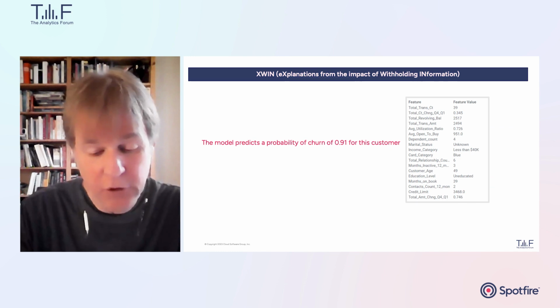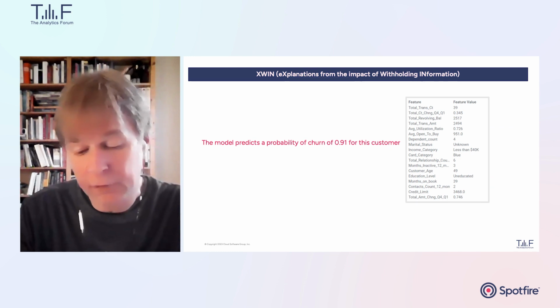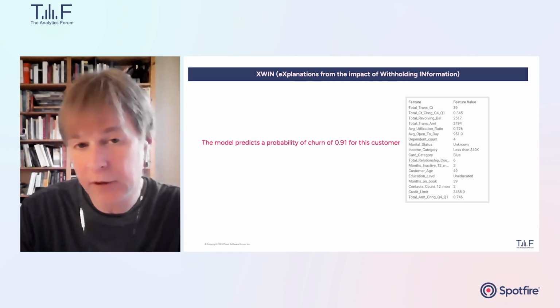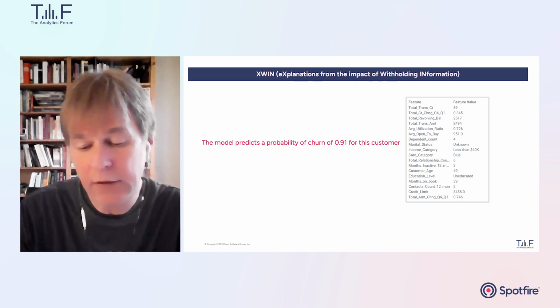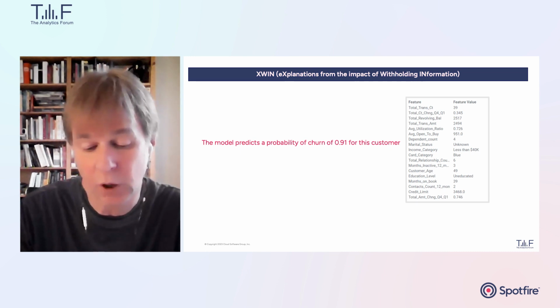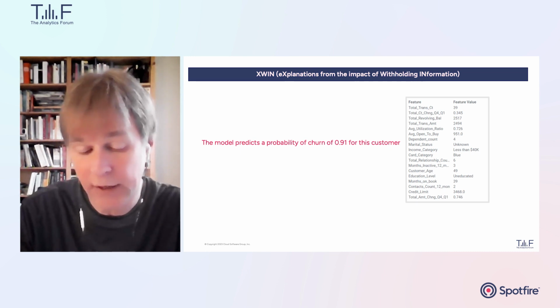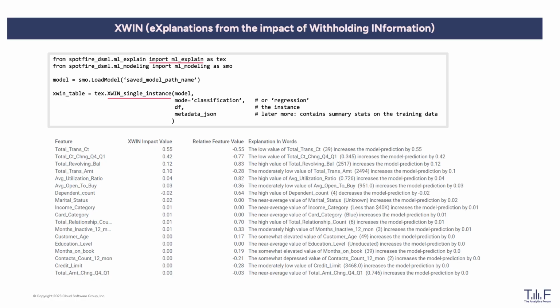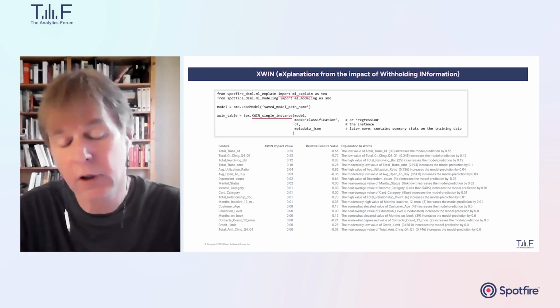Going back to the bank churners case, for instance, here's a customer that is predicted by the pipeline model that we just trained to be at high risk of churning with a probability of 0.91, and the bank wants to better understand why. Again, all we have to do is call a function from our new Python package, now from the ML explain module, to compute the XWin impact table, which contains, as I said, the features and their impact values for this specific instance.